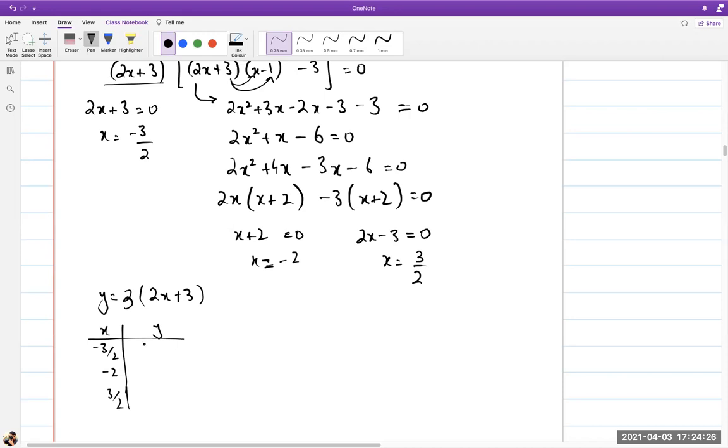So when it is minus 3 by 2, it becomes 0. When it is minus 2, it becomes minus 3. And when it is 3 by 2, you get 18. So that's your three answers.